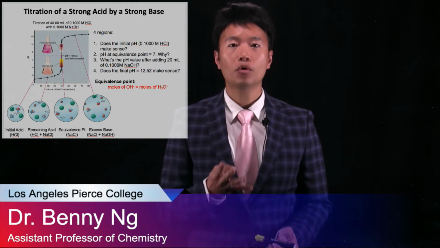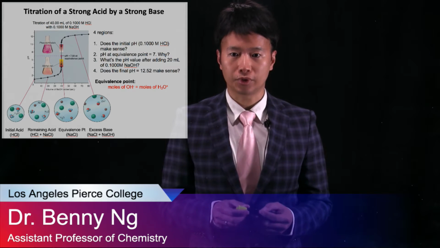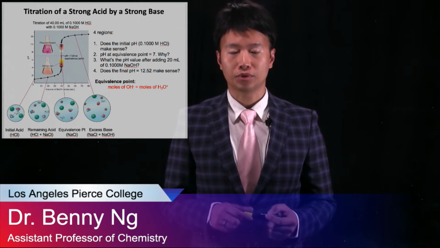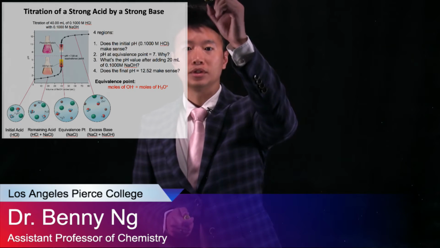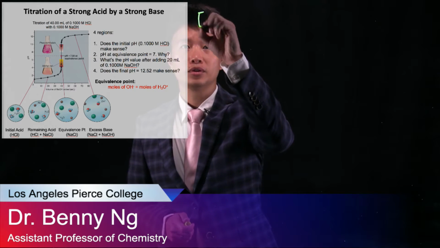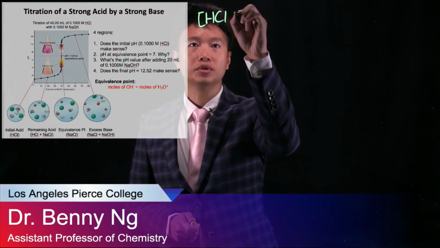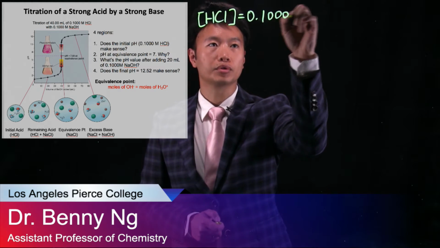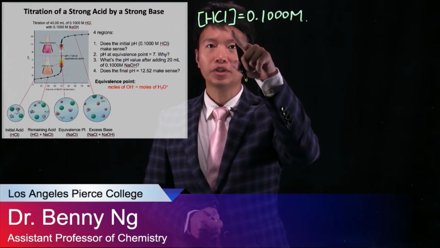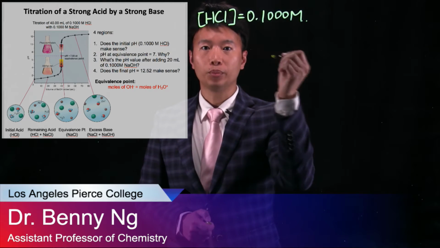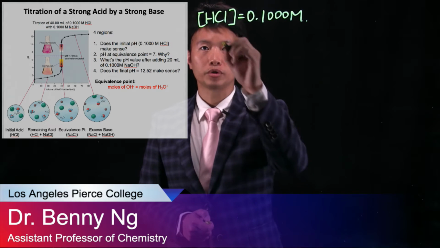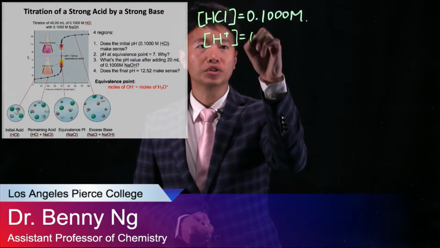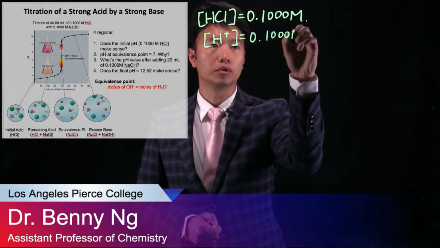Okay. So we have 4 regions that we want to find out. The first question: does the initial pH make sense? So let's take a look at this. We have the concentration of HCl in this particular example equal to 0.1000 molar. Since HCl is a strong acid, it will be 100% dissociated in water. That means the amount of H+ will be the same as 0.100 molar.